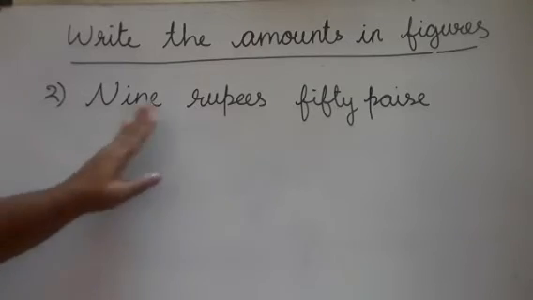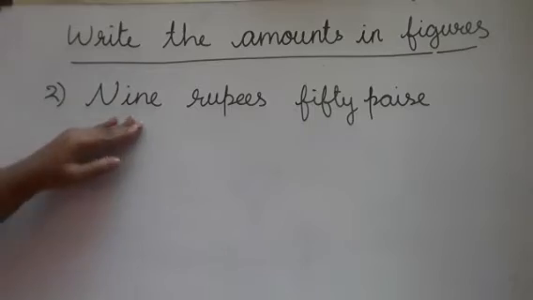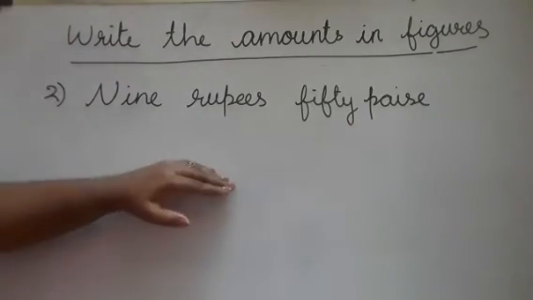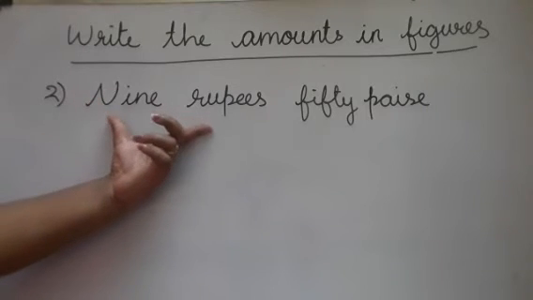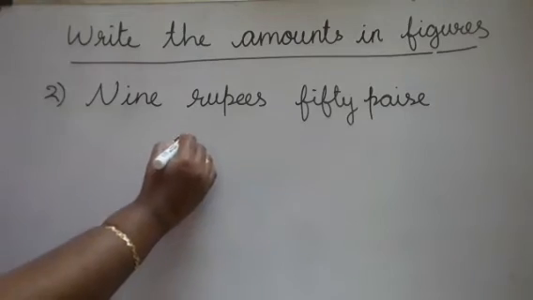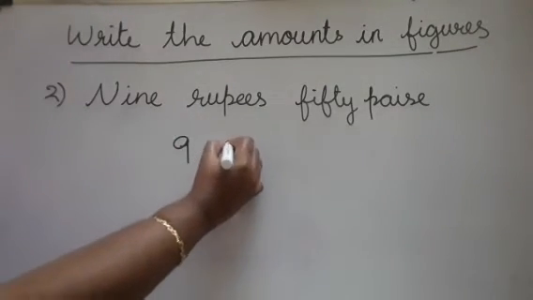Look at this. It is 9 rupees 50 paise. The second question is 9 rupees 50 paise. Let us write this amount in figures. Look to the rupees first. It is 9 rupees. So, we can write the 9 first. Then 50 paise. We can write the 50.